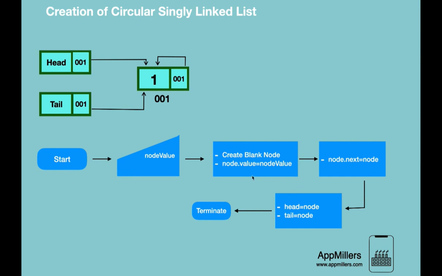So from this graph, we can understand the algorithm of creation of a circular single linked list. Now let's use this algorithm and create a method in Python. So let's switch to Visual Studio Code and create this method over there.